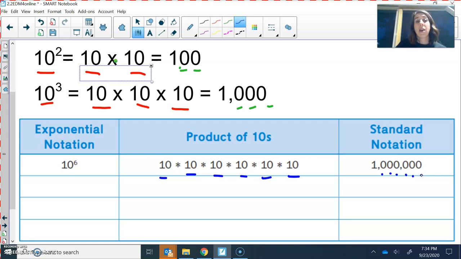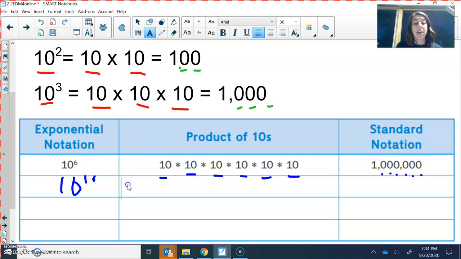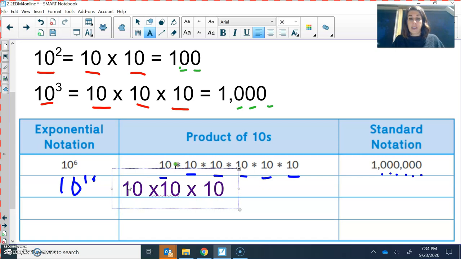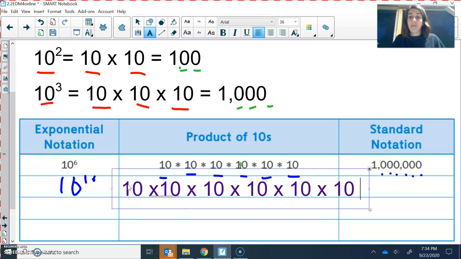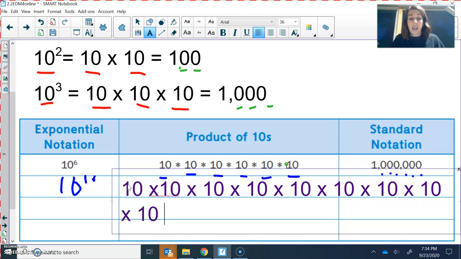Let's try another one. Let's say that I have 10 to the 10th power. That's right, it sounds like a lot, but all it actually is going to be 10 times 10 times 10 times 10 times 10 times 10 times 10 times 10. 1, 2, 3, 4, 5, 6, 7, 8. Oh, I'm still at 8. Times 10 times 10.